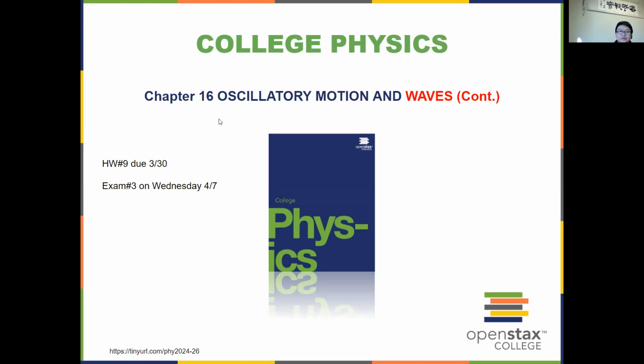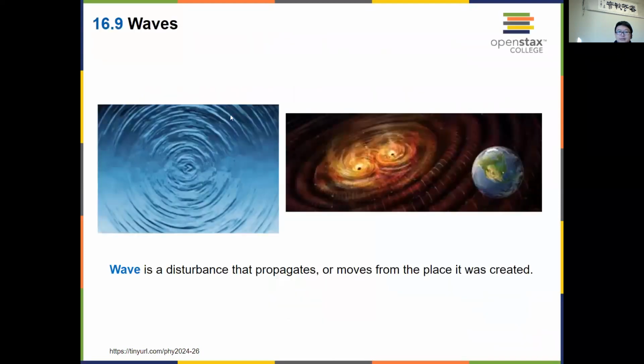First, we'll be reviewing what we learned last time. Last time we took a look at the definition of waves. That's basically a disturbance that propagates or moves from the place it was created. For example, if you create a water wave in the pond, it will propagate two-dimensionally. And for example, with gravitational waves, if two black holes merge, that will give out a gravitational wave that can be detected, and that propagates in three dimensions.